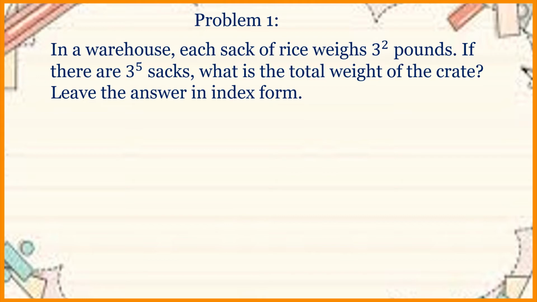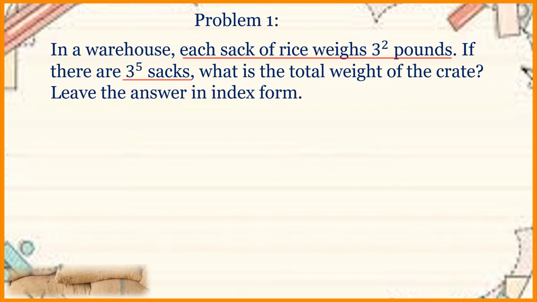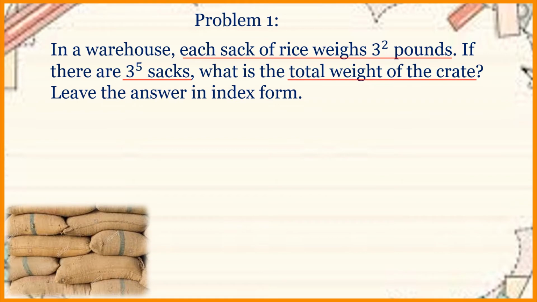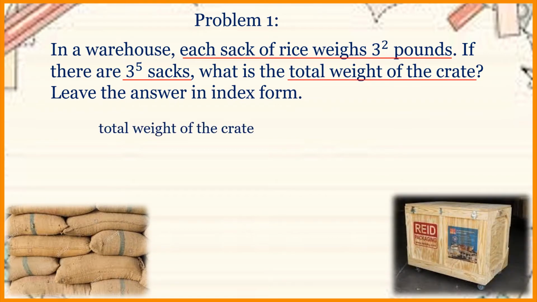First, let us analyze the given. Each sack of rice weighs 3 to the second pounds, and there are 3 to the fifth sacks. So we are going to solve for the total weight of the crate. The total weight of the crate will be equal to 3 to the second times 3 to the fifth, which is equal to what?